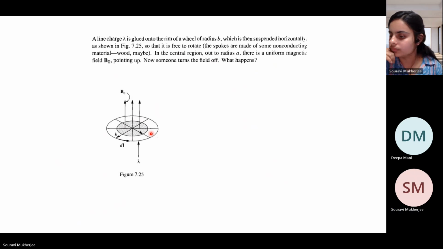Any clue? This is all based on what we have discussed so far. Deepa, you're following, right? I'm kind of confused whether you're understanding it or not.